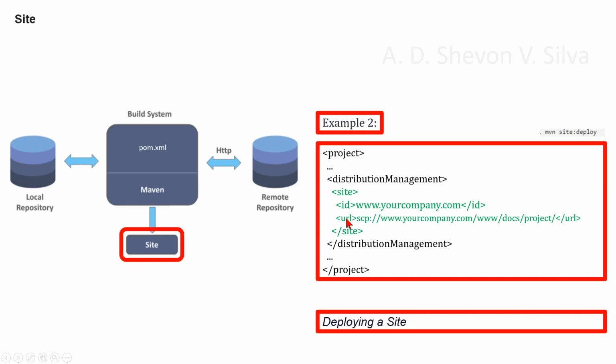Now you can execute the site:deploy goal from your project directory. Note, the site must be generated first before executing site:deploy. If you want to generate the site and deploy it in one go, you can utilize the site-deploy phase of the lifecycle. To do this, just execute mvn site-deploy.